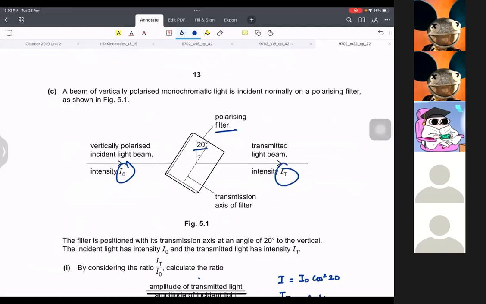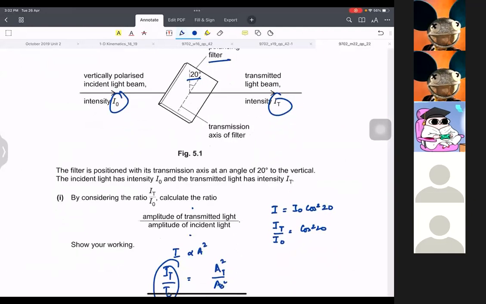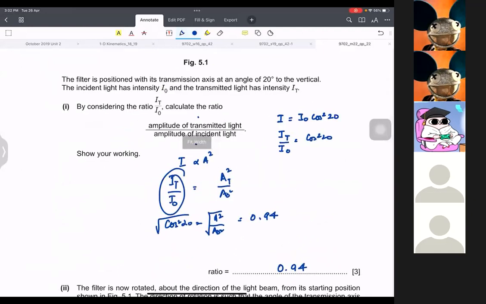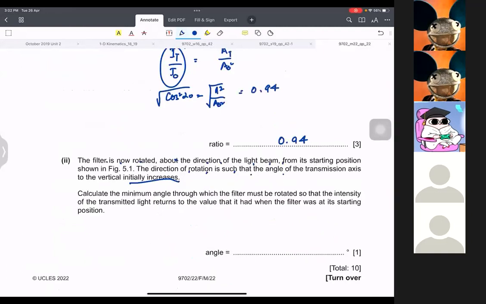What is it even saying? I don't understand. The filter is now rotated about the direction of light from its starting position. The direction of rotation is such that the angle of transmission to vertical increases. Fine. Calculate the minimum angle through which the filter must be rotated so the intensity of the transmitted light returns to the value which it had when the filter was at the starting point.